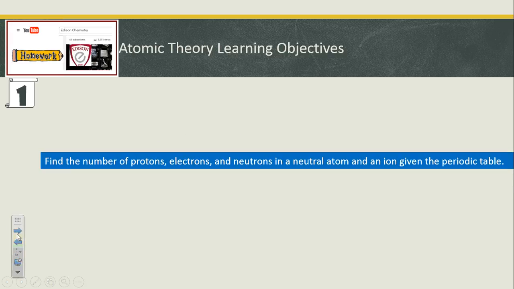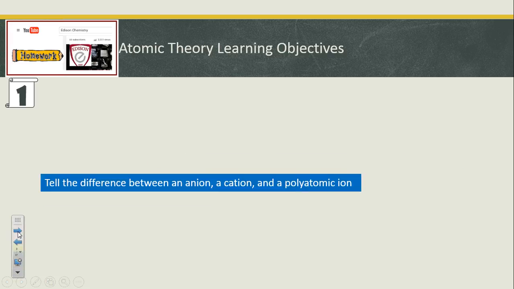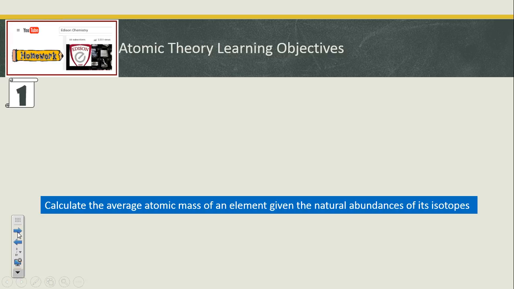Be able to find protons, electrons, and neutrons in a neutral atom or an ion given the periodic table. So interpreting the periodic table to find the subatomic particles. Tell the difference between an anion, a cation, and a polyatomic ion. So getting into depth about what ions are. Calculate average atomic mass of an element given the natural abundance of its isotopes. This is the only time this year that you'll need a mathematical formula or approach that isn't presented on our reference tables.